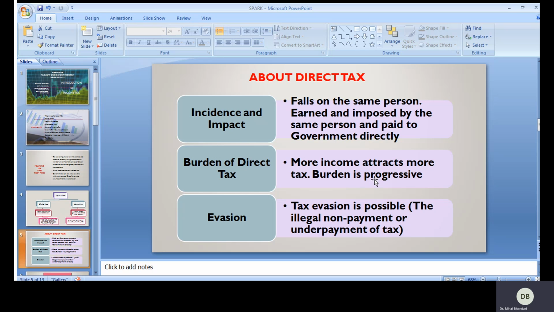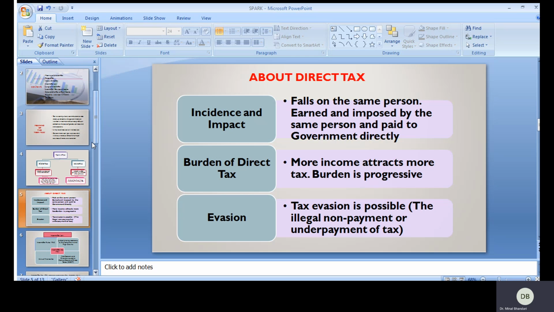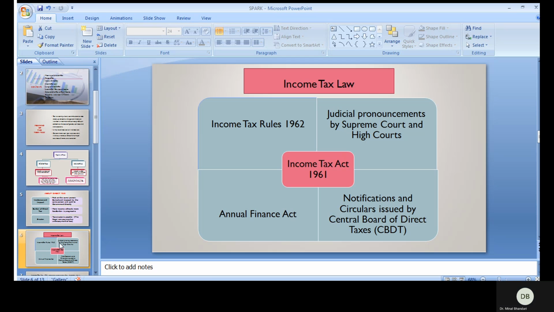And an important thing is that regarding direct tax, tax evasion is possible. That means the illegal non-payment or underpayment of tax is possible because of some kind of provisions. And now we will see another aspect of direct tax, that is how it is framed.